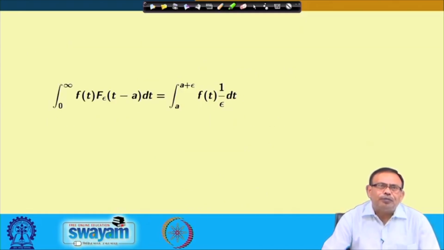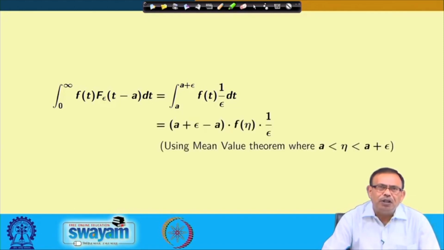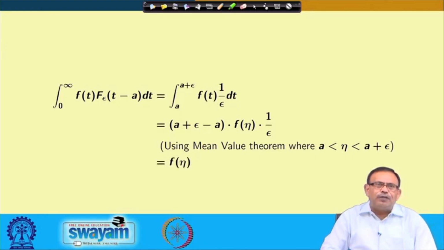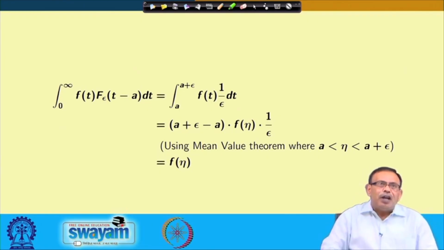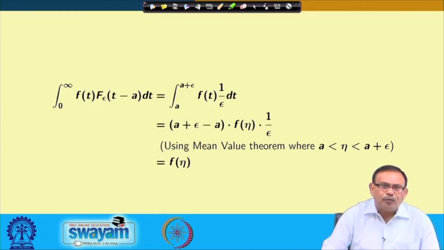So, the integral from 0 to infinity of f t into f epsilon t minus a, I can write as the integral from a to a plus epsilon of f t into 1 by epsilon dt. If I use the mean value theorem over here, for some eta which lies between a and a plus epsilon, I will obtain a plus epsilon minus a into f eta into 1 by epsilon. So ultimately you get the result f eta. Please note that the integral from 0 to infinity of f t into f epsilon t minus a dt equals f eta.